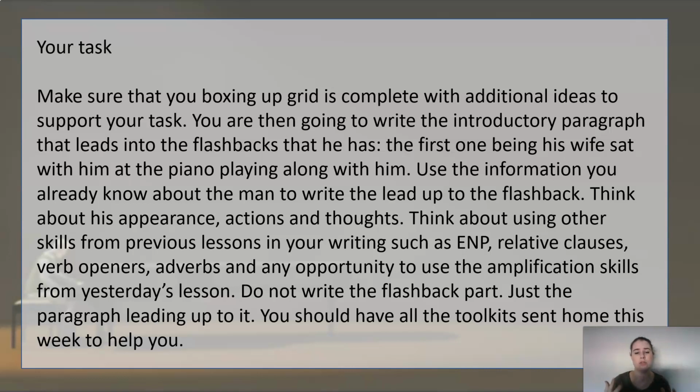So see if you can use any of the skills that we've learnt this week, but do not write the flashback part. Obviously the flashback part starts with his wife. We're not going to write that bit. You're just going to write that opening paragraph that's going to lead up to the beginning of the flashback.